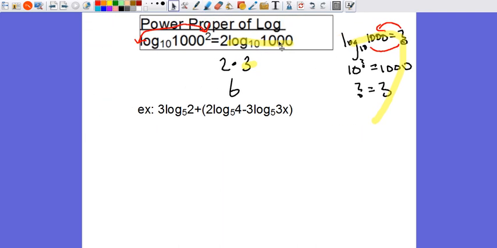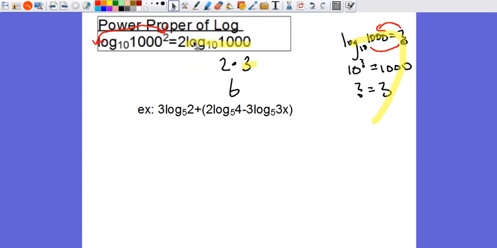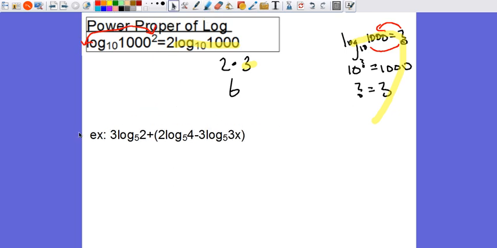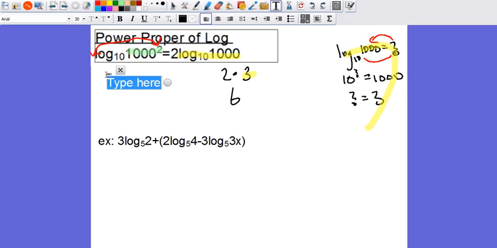Now I'm looking at this 1,000 squared right here. 1,000 squared is going to be 1,000 times itself, which is 1,000,000. You can do it on your calculator. Let me type that up. So now you're going to get log base 10 of 1,000,000.